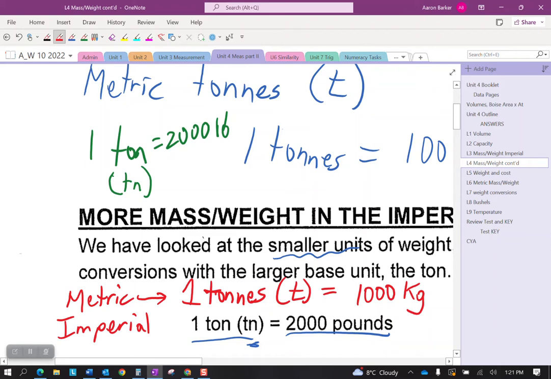Metric is 1 tonne, and its symbol is just a simple T. The imperial is 1 ton with a TN symbol, and it's 2,000 pounds.